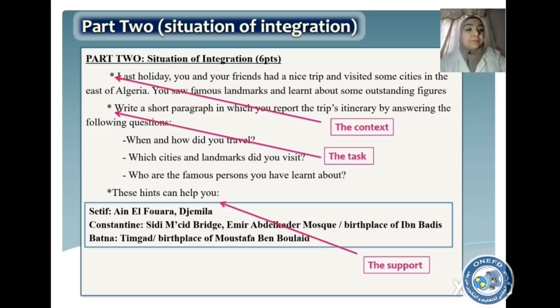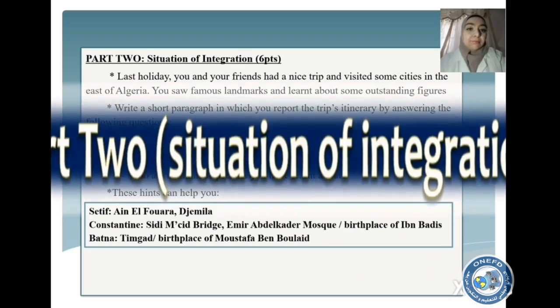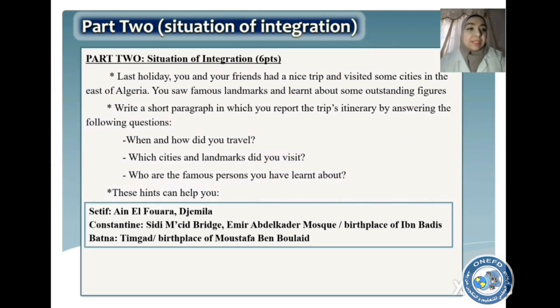So, let's see how you can answer it. So, last holiday, you and your friends had a nice trip and visited some cities in the east of Algeria. You saw famous landmarks and learned about some outstanding figures. This is the context.